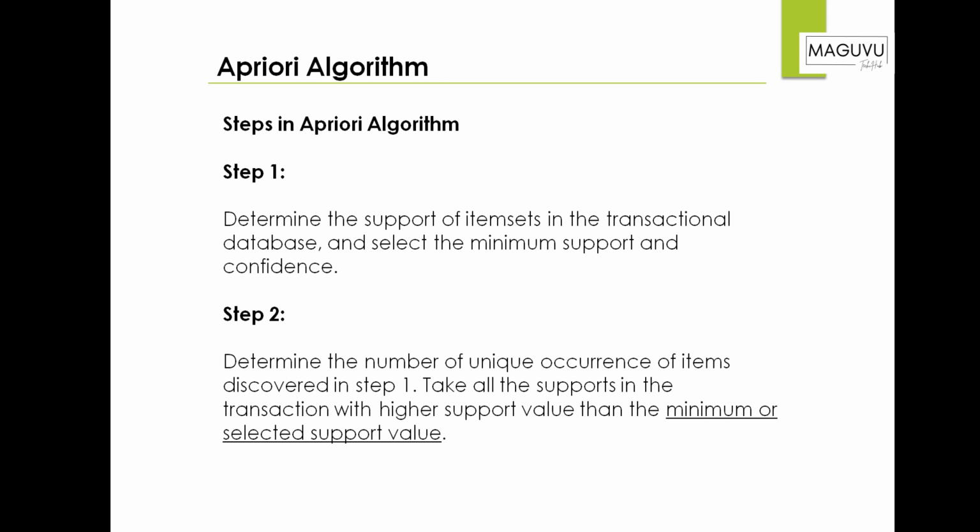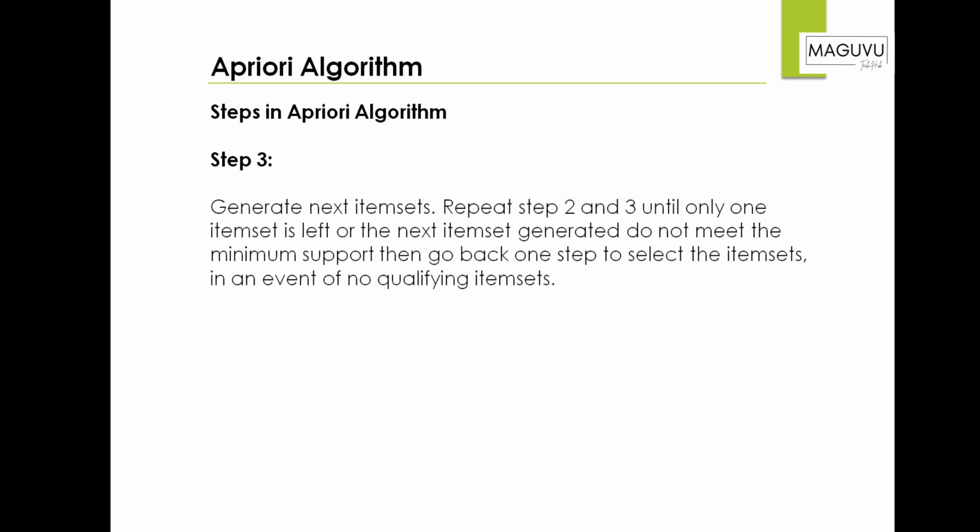Then we compare each item support count against the minimum support defined. We eliminate all item sets which do not meet the minimum required support count. And step number 3, you then want to generate a next item set using the results in step number 2.